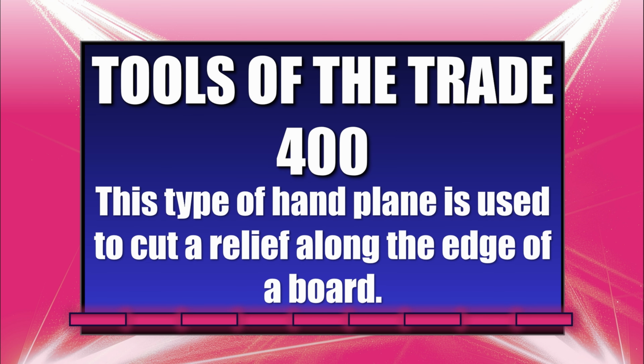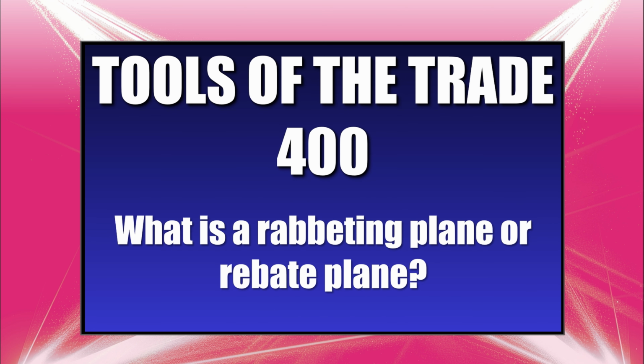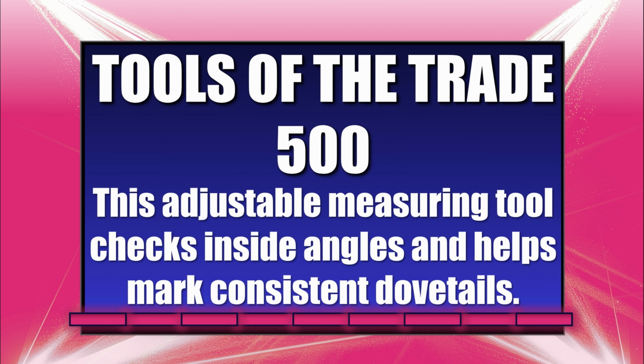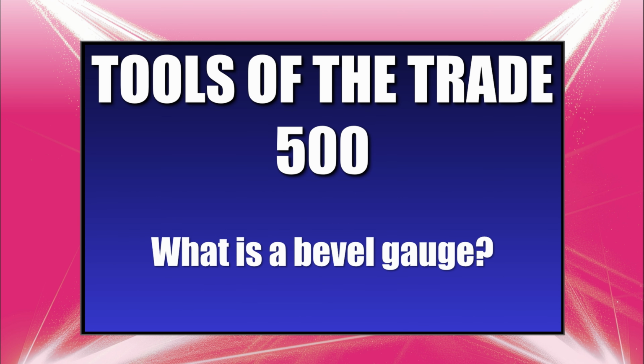Tools of the trade for 400. This type of hand plane is used to cut a relief along the edge of a board. What is a rabbeting plane or rebate plane? Tools of the trade for 500. This adjustable measuring tool checks inside angles and helps mark consistent dovetails. What is a bevel gauge?